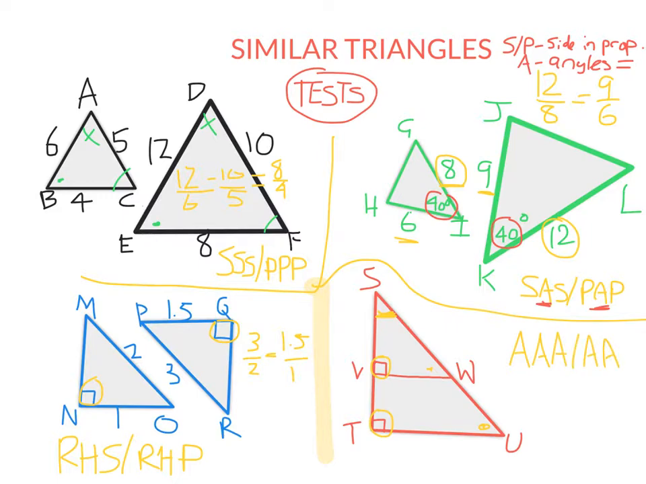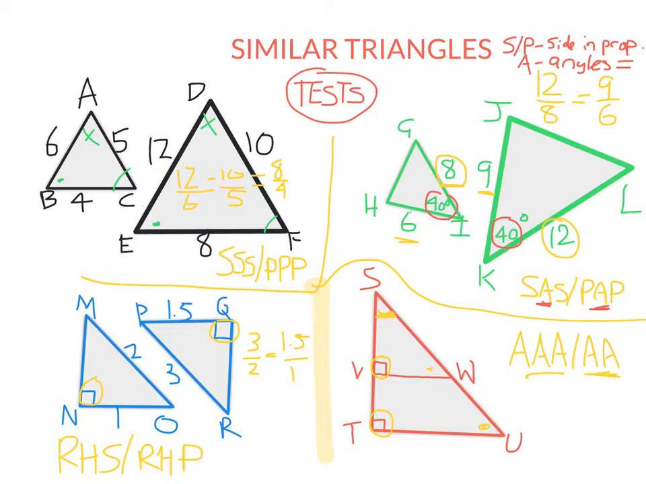If two triangles have all angles equal, then their sides will be in proportion. I don't need to check. And if two triangles have two pairs of equal angles, they must have three pairs of equal angles because of the rule of 180. So this is sort of a totally new test. There isn't an analogous test for congruence.